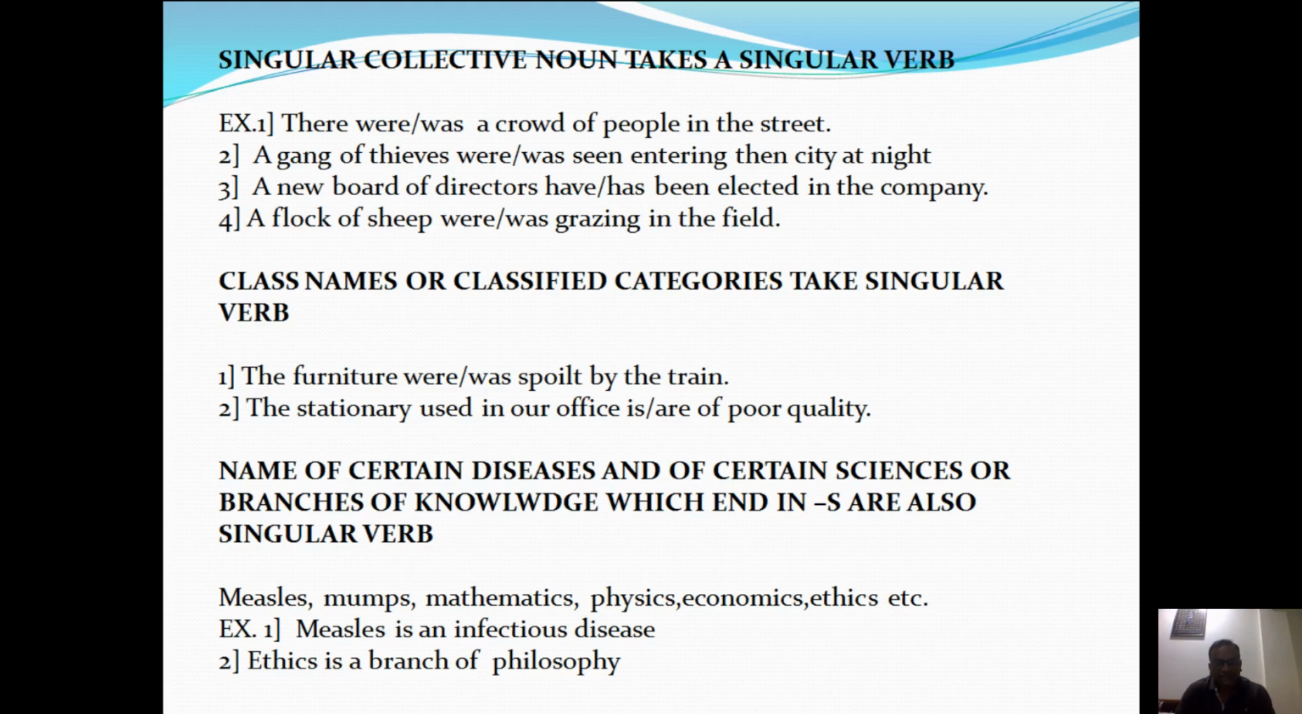Names of certain diseases and certain sciences or branches of knowledge which end in S are also singular, like measles, mumps, mathematics, physics, economics, ethics, etc., that we have discussed in the previous slides also. Still, just for practice you should learn one more time. Nothing will happen, because if you read so many times, automatically it will store in your mind. Example: measles is an infectious disease. Ethics is a branch of philosophy.